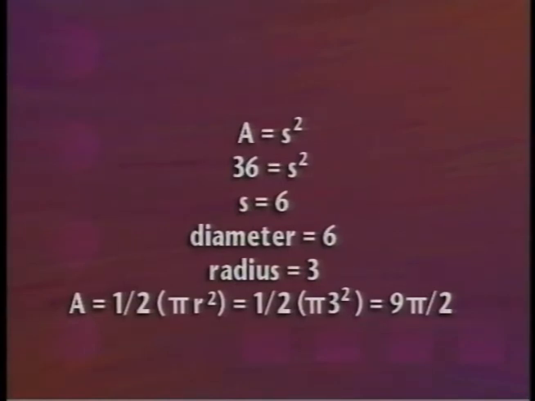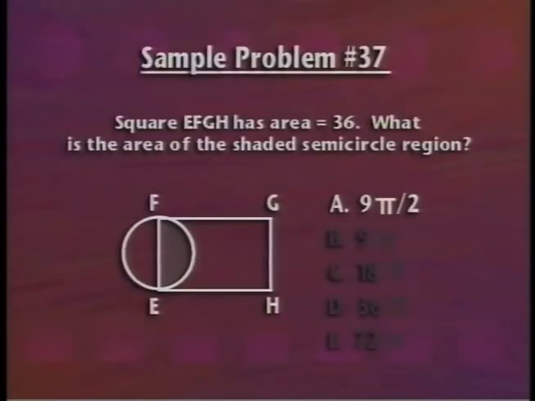However, the problem requires us to find the area of the shaded semicircle, which would be 1/2 the area of the entire circle. The area of the shaded region is 1/2 times 9 pi, or 9 pi divided by 2. Answer A.